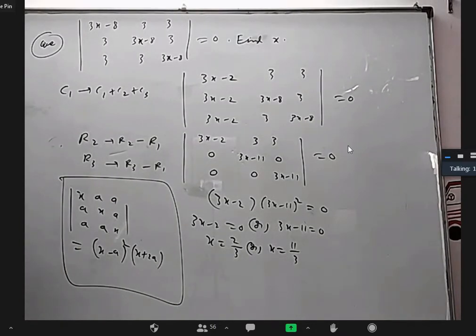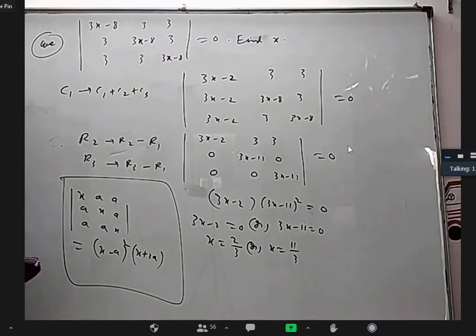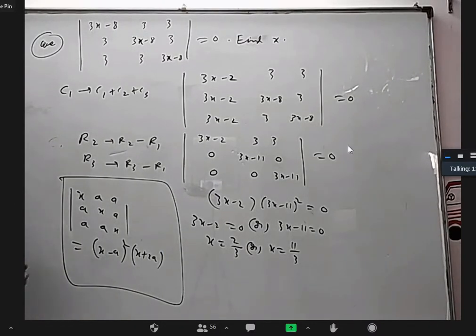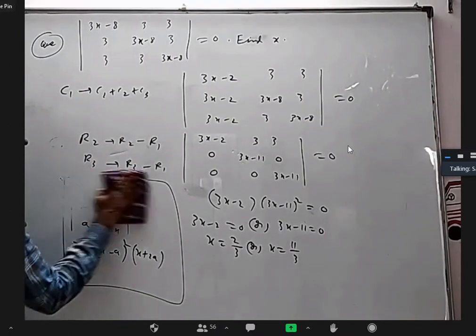Okay, sir. So, sir, in these types of problems, column 1 we should write as column 1 plus column 2 plus column 3. After that, we should write row 2 as row 2 minus row 1 and row 3 as row 3 minus row 1. Yes, usually it works.